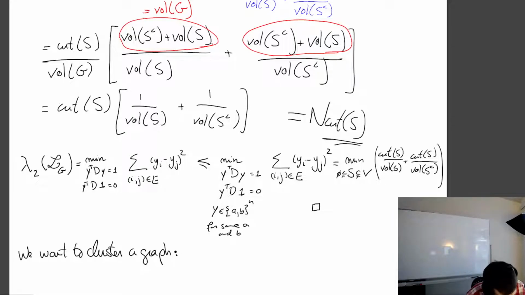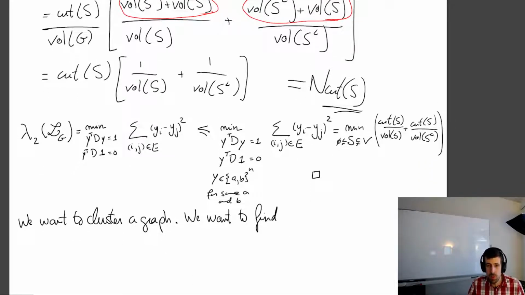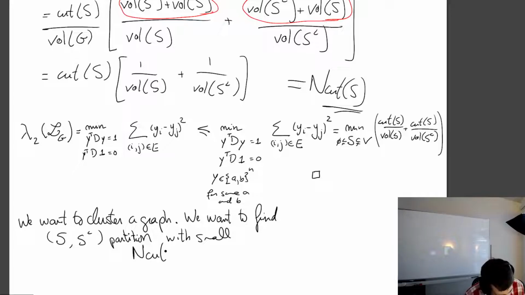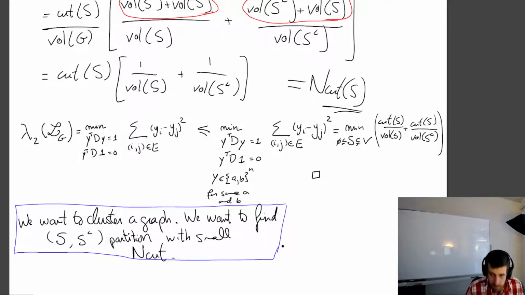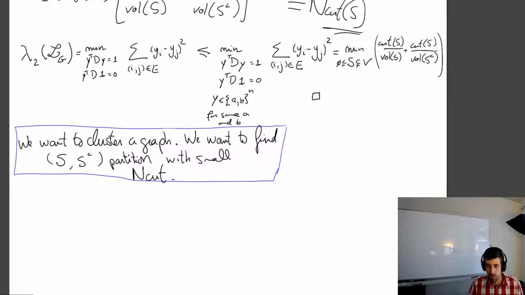We can ask that we want to find S and S complement partition with small normalized cut, for example. Let's say that this is an algorithmic goal that we have, which is a very common algorithmic goal.